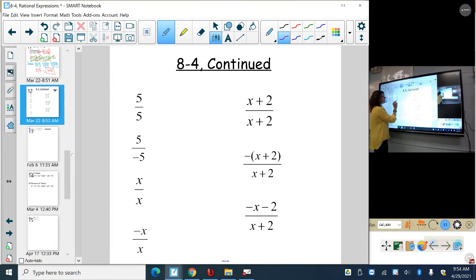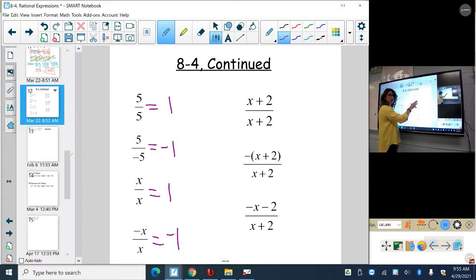Okay, so 5 divided by 5 is 1. They're the same. A positive divided by positive is a positive 1. However, this is the same number, but one of them is opposite, so that cancels out to give me a -1. X divided by x is going to give me 1, but negative x divided by positive x is going to give me -1. Well, now let's apply that to expressions.